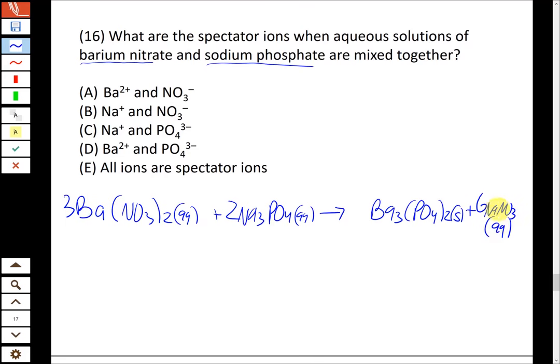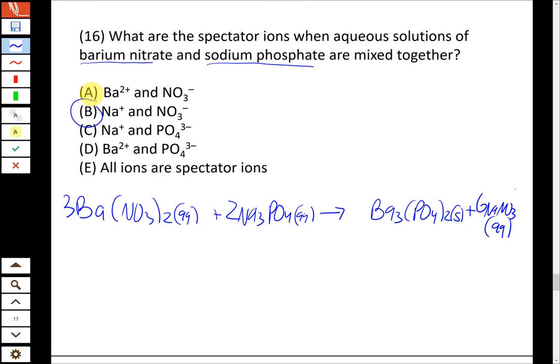So that means sodium and nitrate are not involved in forming the precipitate. The precipitate is barium and phosphate. So that quickly identifies sodium and nitrate as the spectator ions because they don't precipitate during this reaction. They're dissolved over here on the reactant side in the form of sodium phosphate and barium nitrate. And on the product side, they combine to form another soluble compound, so there's no precipitation involving those. That makes them the spectator ions.